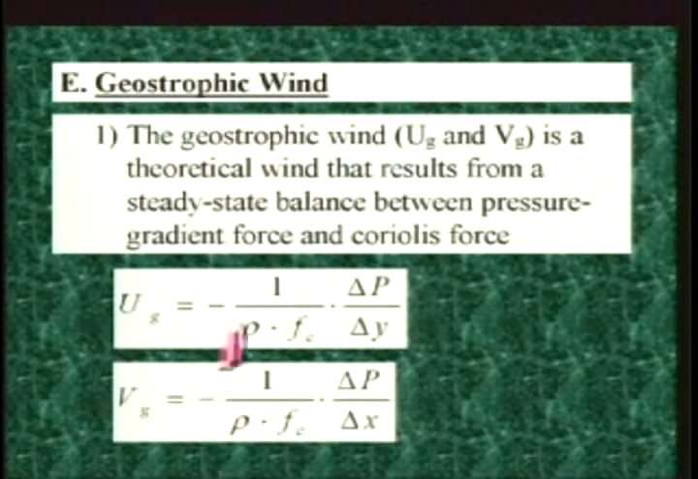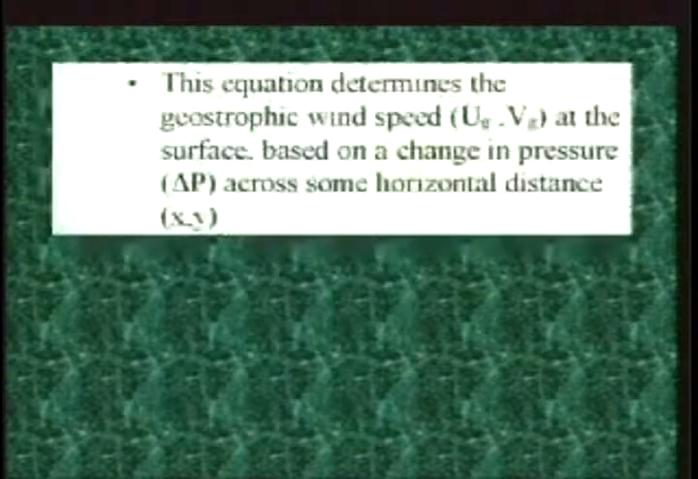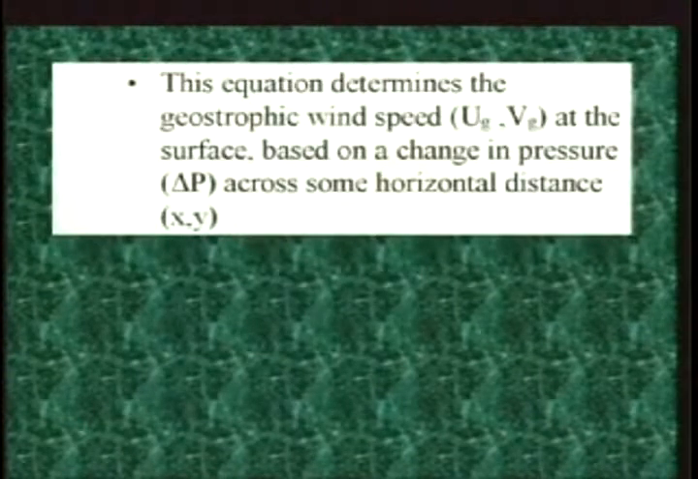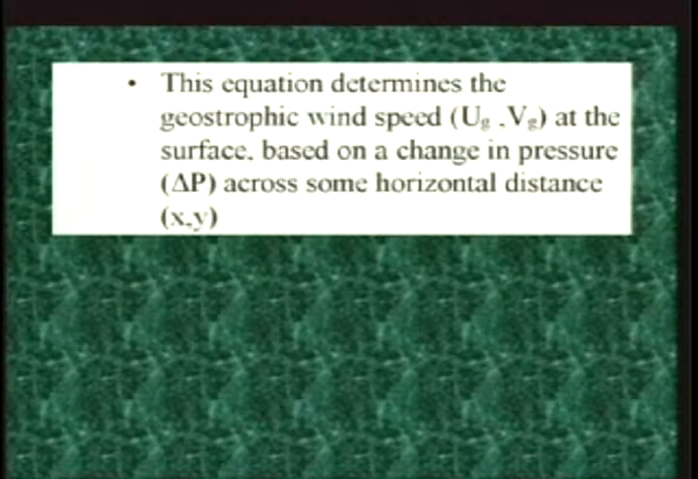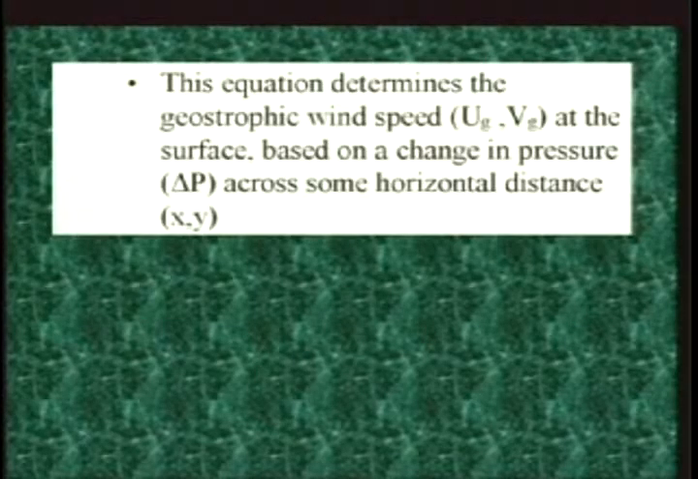So why am I showing you this? I'm showing you this to tell you that the geostrophic wind takes into account pressure, Coriolis force, and density. Anytime you hear the flow is geostrophic, the flow is geostrophic because of these variables. So these variables are coming into play to produce the geostrophic wind. This equation determines the geostrophic wind speed at the surface based on a change in pressure across some horizontal distance.